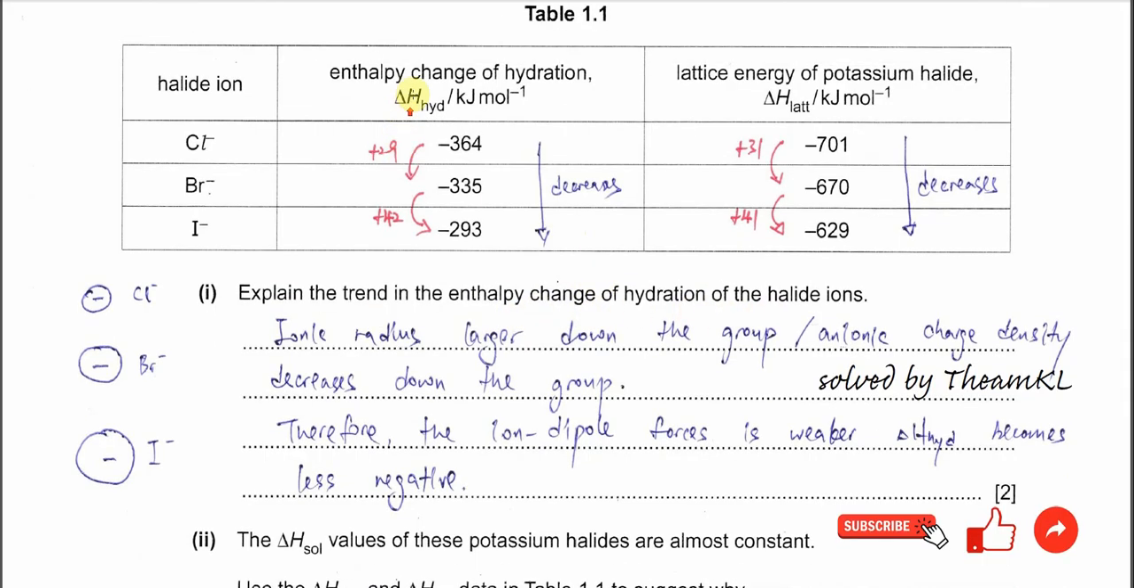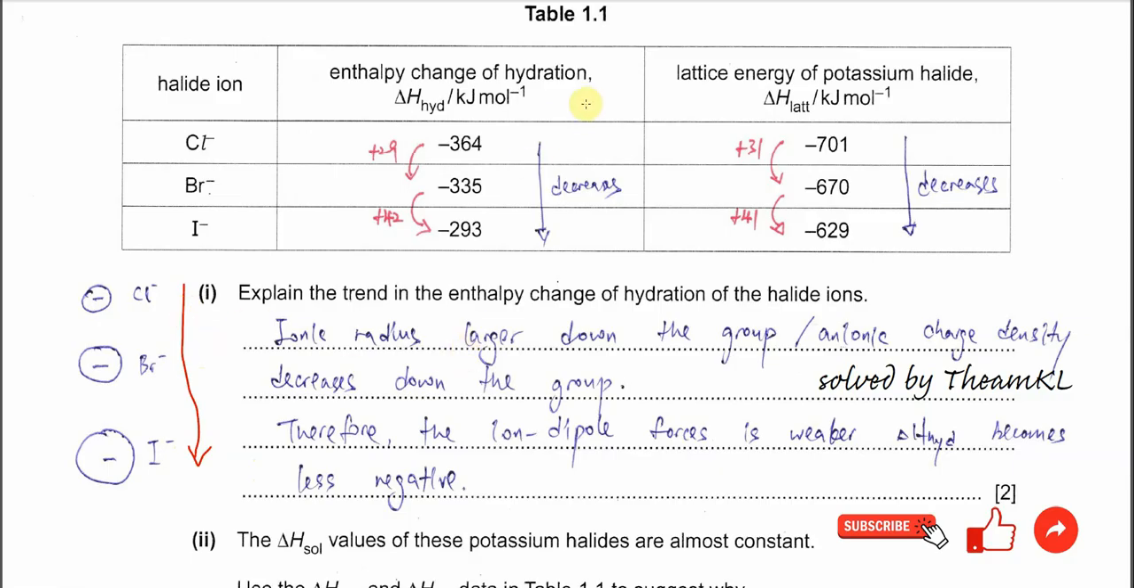So now we just look at the hydration of halides. From chloride to iodide, it's negative 364 to negative 293. It becomes less exothermic, it decreases. So why does it become less exothermic down the group? We can use the size to explain. Down the group, the size of the halogen is getting larger. So before that, you need to know the attractions that are produced.